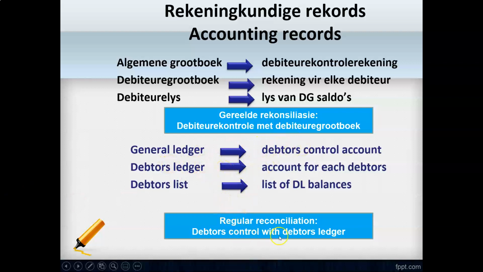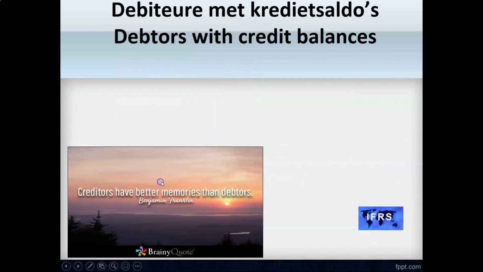And if they are not the same, I have to find out why and make correction entries wherever needed. So at the end of the day, after I have done the correction entries, it must be exactly the same balance. Now, what happens with debtors with credit balances?